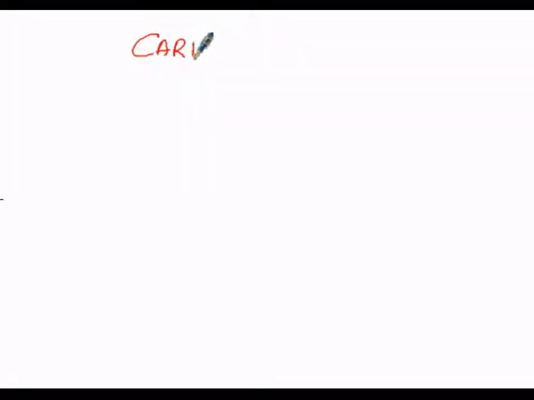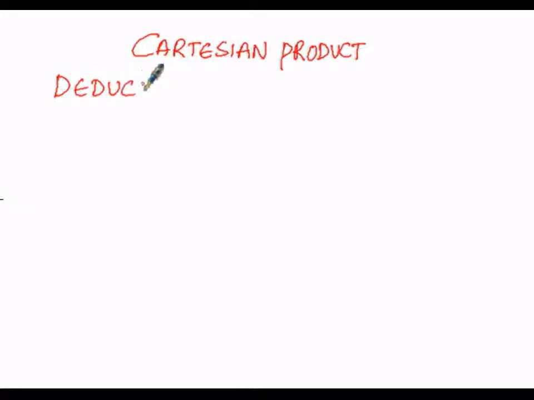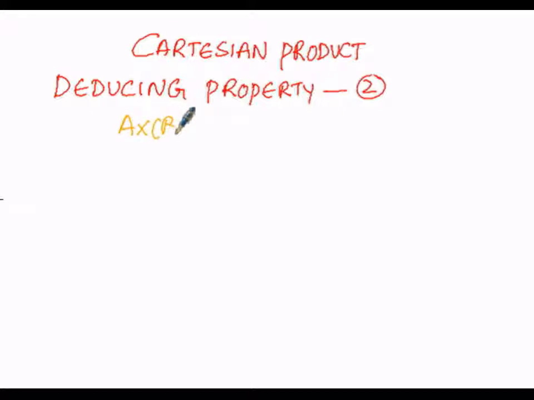Cartesian product, deducing property number 2, that is A cross B intersection C is equal to A cross B intersection A cross C.